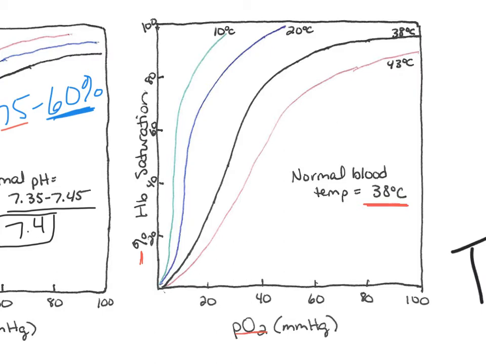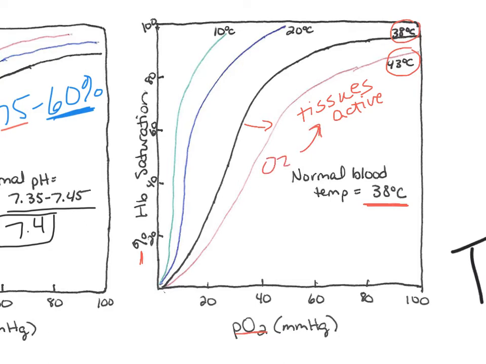If the temperature were to increase from 38 degrees to 43 degrees Celsius, we're going to see that the whole curve shifts to the right, and hemoglobin will be releasing oxygen whenever the temperature goes up. Why is this? It's because an increase in body temperature or blood temperature means that the tissues are active, and if the tissues are active, they're using a lot of oxygen. So as the blood flows past those tissues, it is going to release oxygen so that those active tissues can use it.